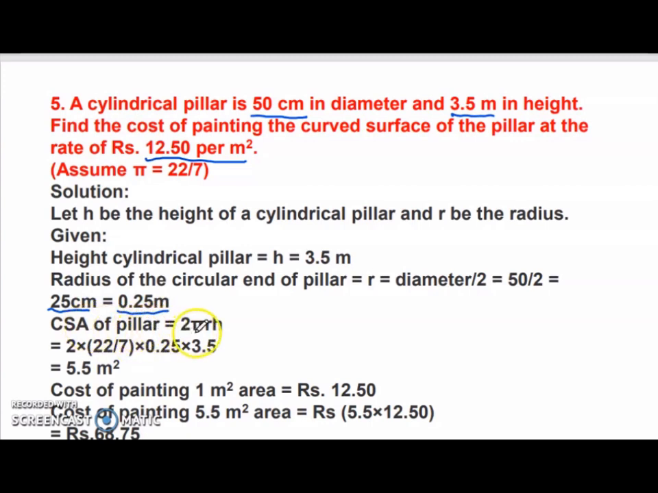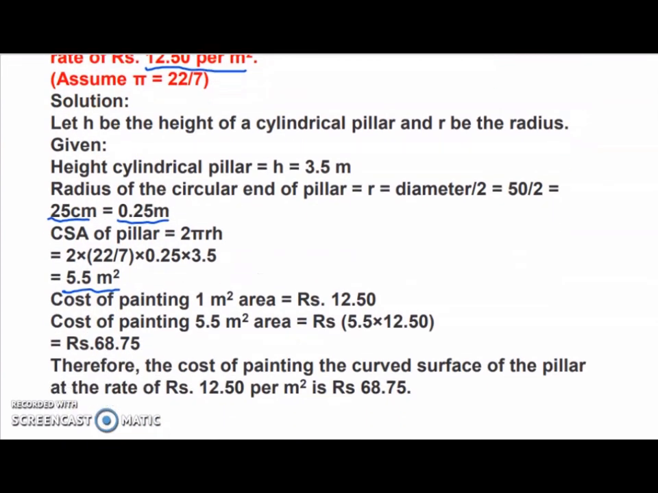So CSA of the pillar will be 2 pi RH, 2 into 22 by 7 into this radius 0.25 into the height, that is 3.5. So these many meters square is the curved surface area of the pillar. So cost of painting for 1 meter square is 12.5. So for 5.5 meter square it will be 5.5 multiplied by 12.5, that is you will get 68.75 rupees. This much will be the cost of painting.